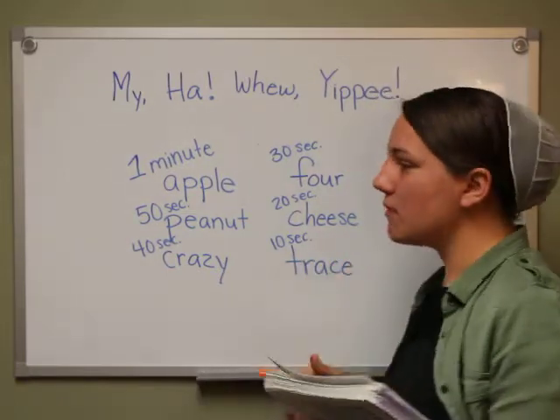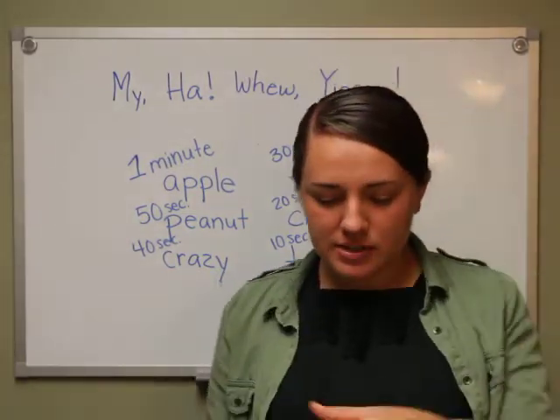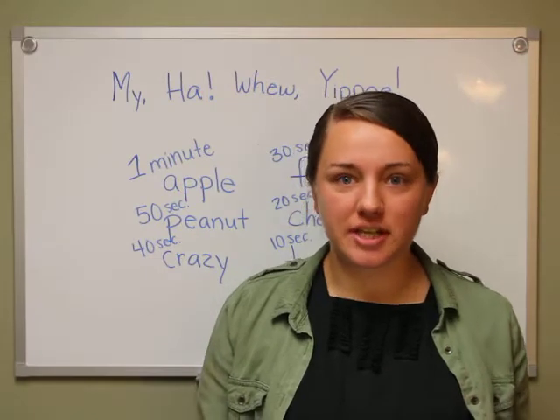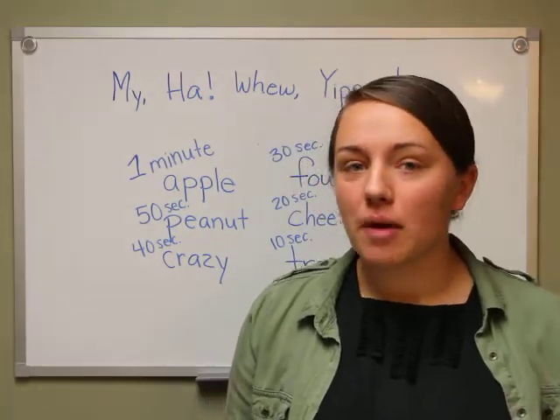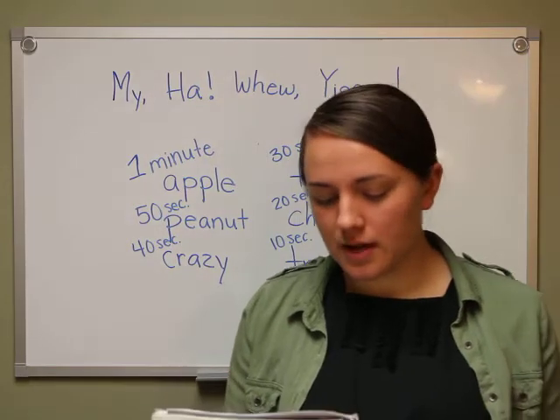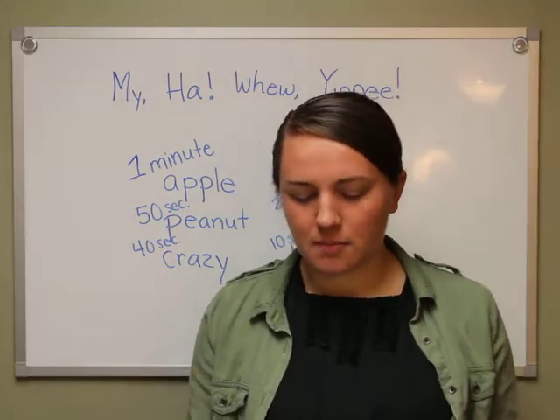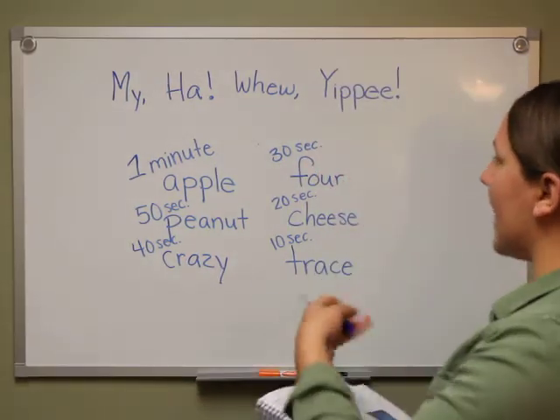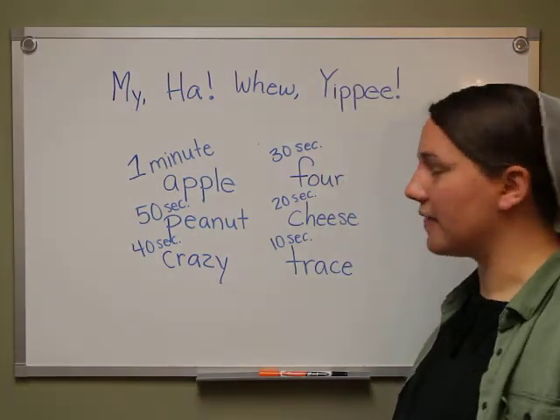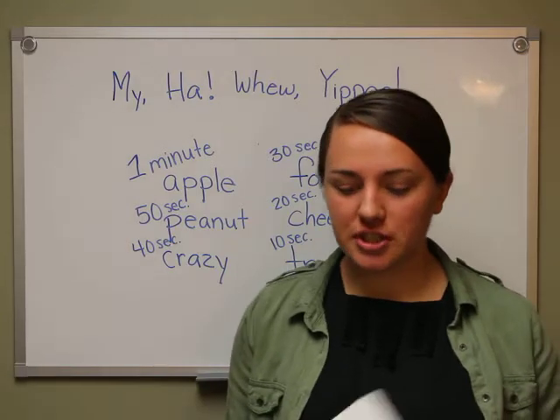Okay, so some examples of sentences with interjections would be, yippee, I made an A on my paper. Whoops, I dropped the bell. My, that's an old book. So my, ha, whew, yippee, things like that are interjections.